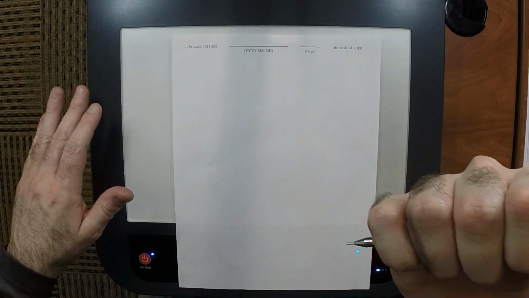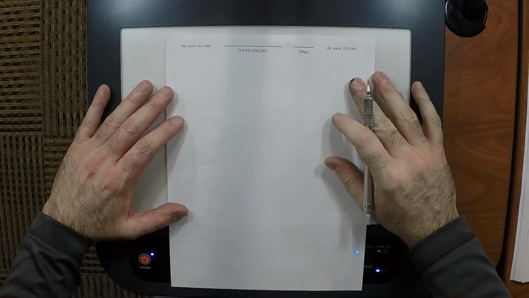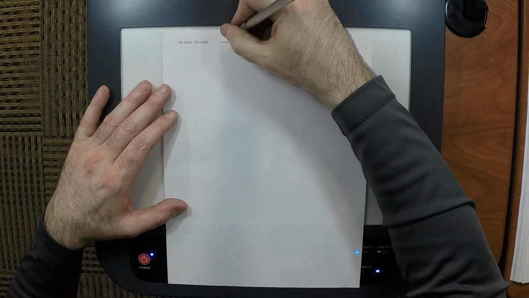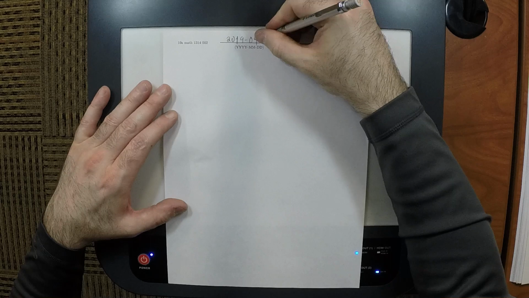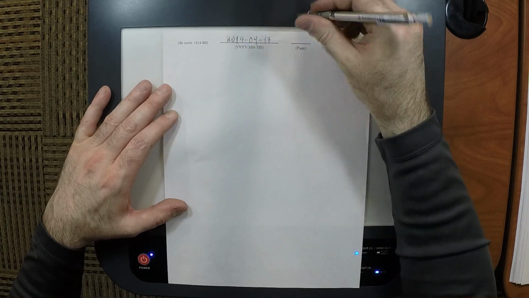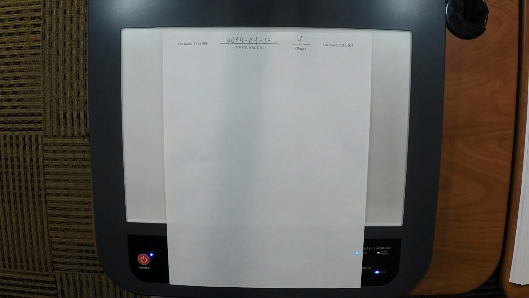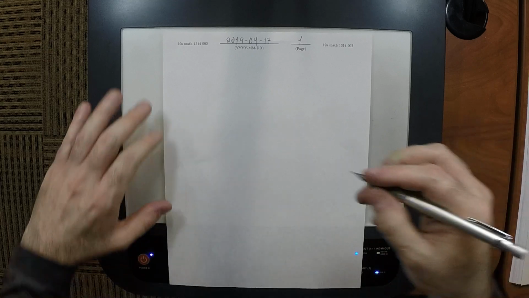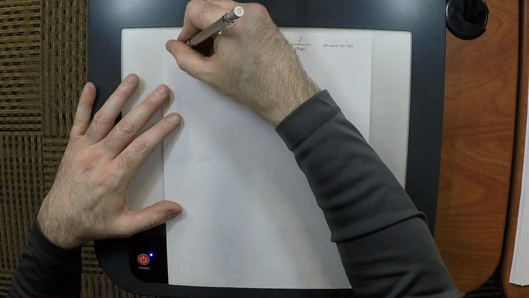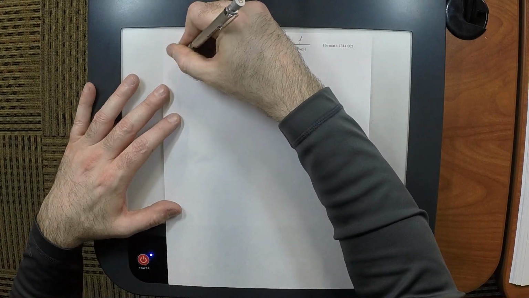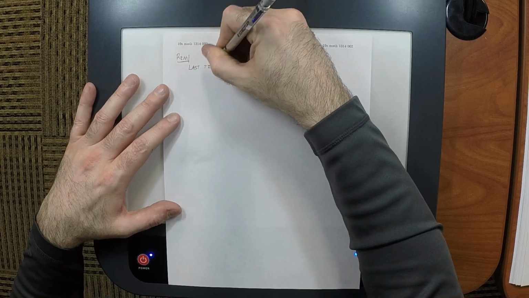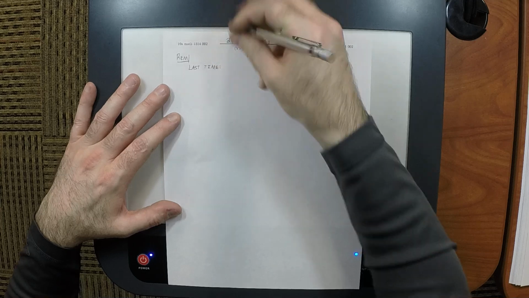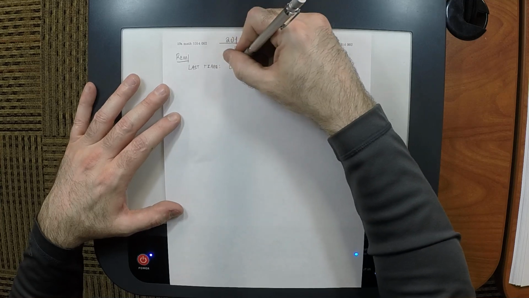Okay, so we've been talking about quadratics. And we've got more to say. So specifically, what we ended with last time is we ended with completing the square.